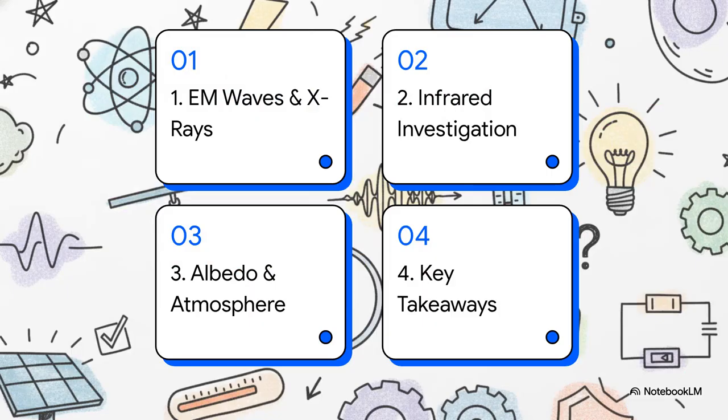So we're going to follow the questions step by step. First, we'll hit the EM waves and X-rays. Then we'll get into that infrared investigation. After that, we'll tackle albedo and the atmosphere. And finally, we'll pull it all together and look at the big takeaways from the mark scheme that you can use on pretty much any exam question.